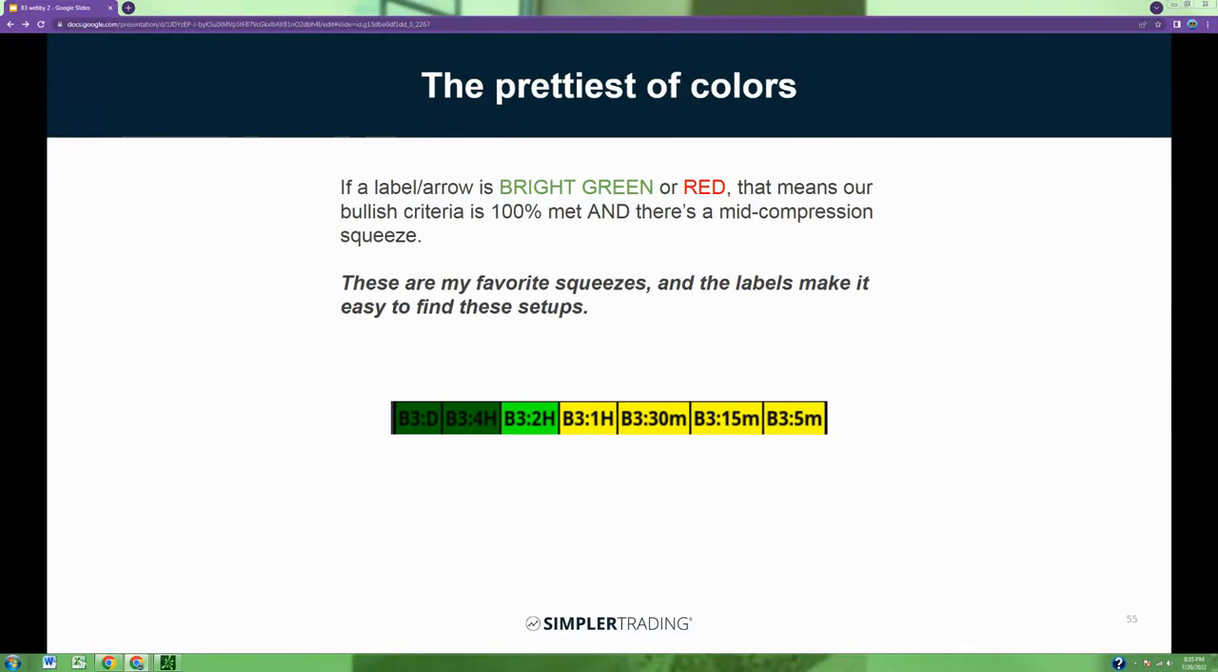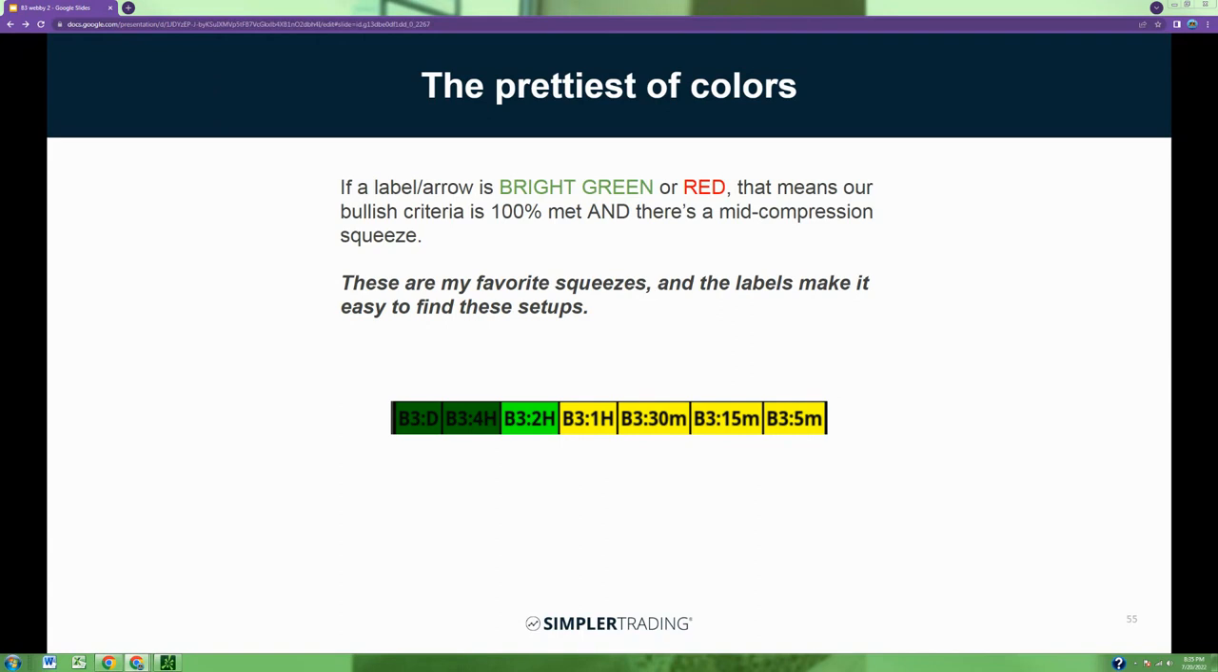Now, to take things a step further, I had Eric splice things up a little bit more. If a label or an arrow is bright green or bright red, that means our bullish or bearish criteria lines up perfectly, and there's a mid-compression squeeze. Like I mentioned, guys, go watch the squeeze video that we're going to put in the chat here. If you're familiar with the Squeeze Pro, there are different compressions, right? Low compression, mid compression, high compression. My favorite squeeze, the one that I cut my teeth on, is the mid compression squeeze.